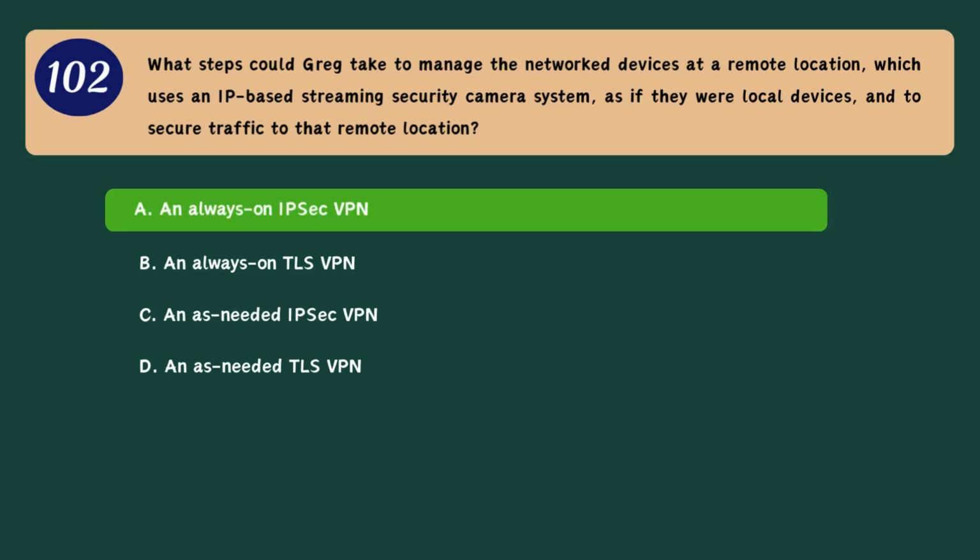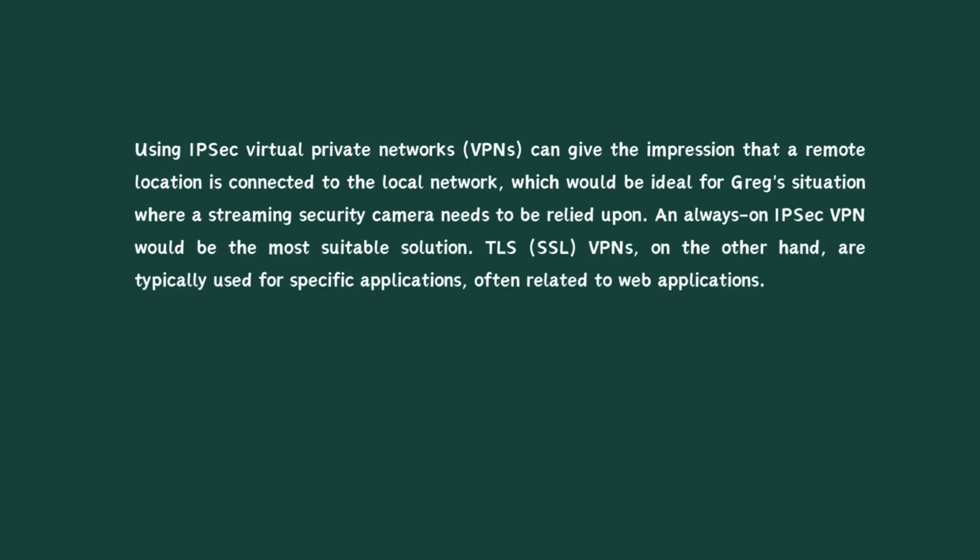Correct answer. An always-on IPsec VPN. Using IPsec, virtual private networks can give the impression that a remote location is connected to the local network, which would be ideal for Greg's situation where a streaming security camera needs to be relied upon. An always-on IPsec VPN would be the most suitable solution. TLS VPNs, on the other hand, are typically used for specific applications, often related to web applications.